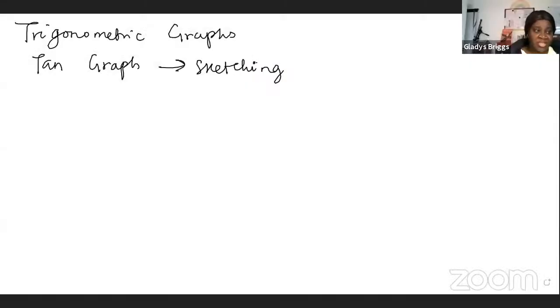Shape for the positive and the negative tan for today, because tan requires a bit more information, a bit more detail.